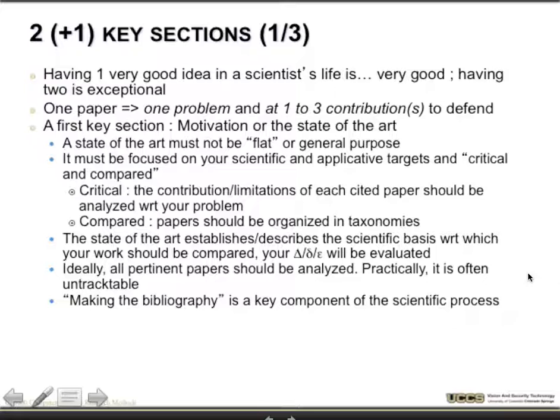So the state of the art establishes the benchmarks with respect to the work and how things are going to be compared, which is why it becomes difficult if multiple papers have different ones, but you'll find some way of putting those together in your survey. Ideally, all pertinent papers should be analyzed. Practically, that's often impractical, just because you might be working in a field where the number of relevant papers might be 40 or 50, because depending on how you measure advances, there might be lots of related papers. But the process of making a bibliography is a key component of the scientific process.